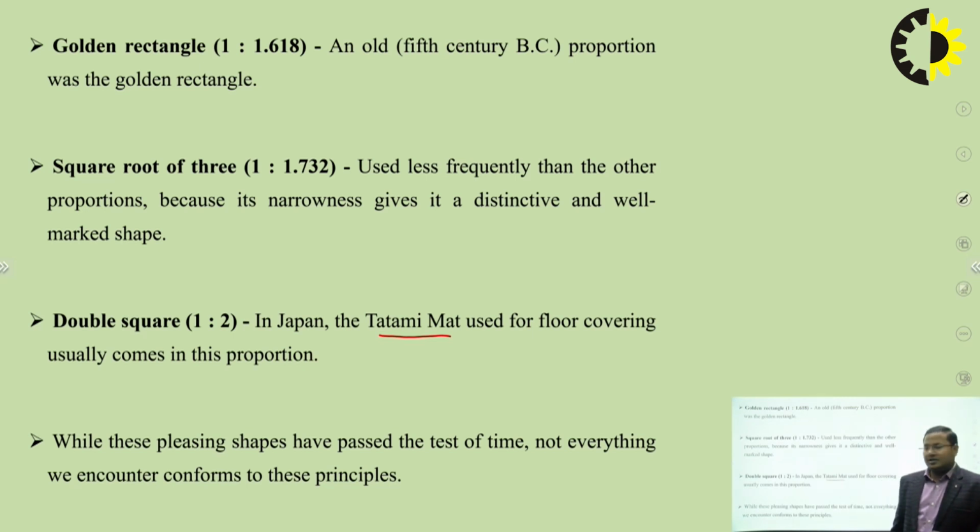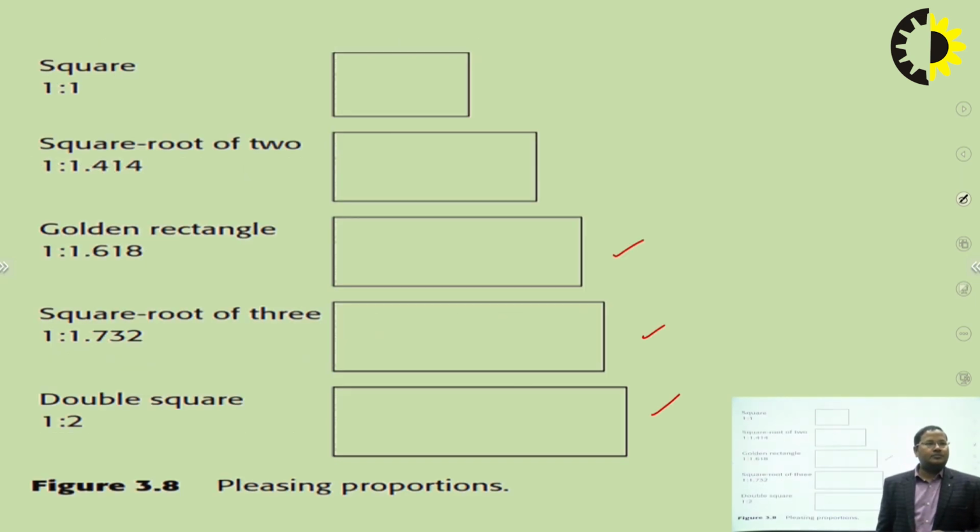While these pleasing shapes have passed the test of time, not everything we encounter conforms to these principles. These are the pleasing proportions: square, square root of 2, golden rectangle, square root of 3, double square.